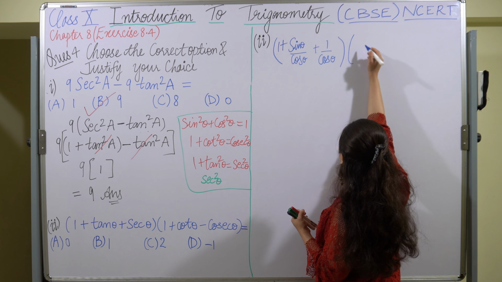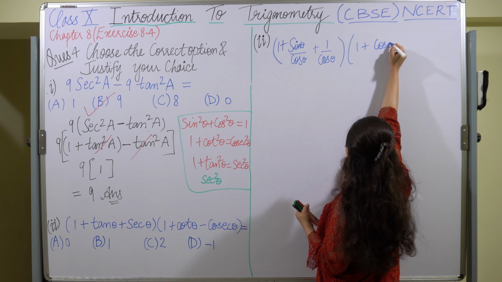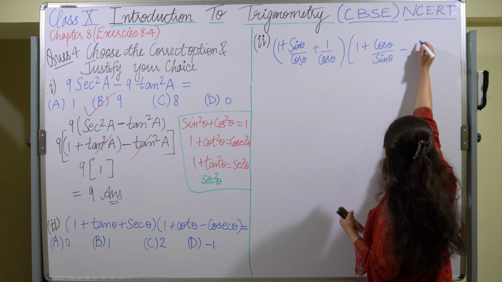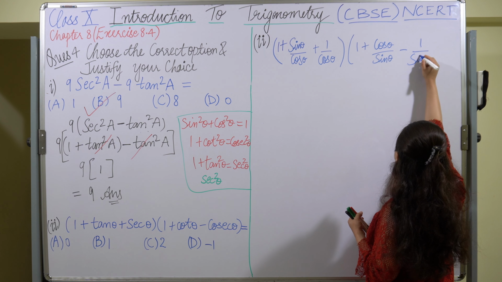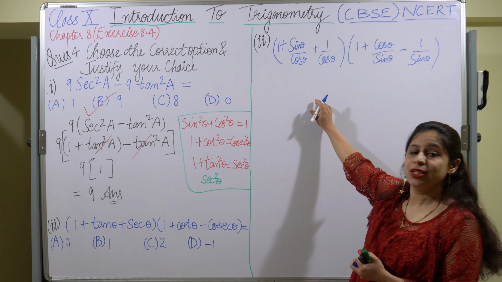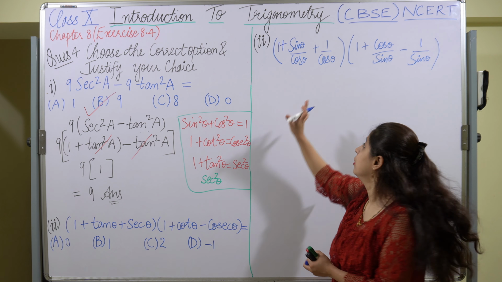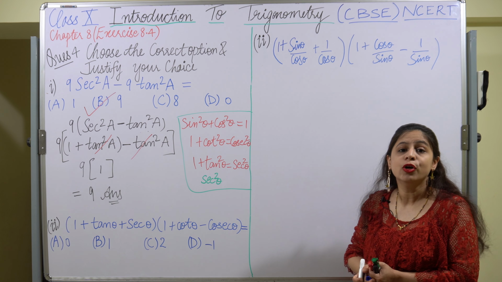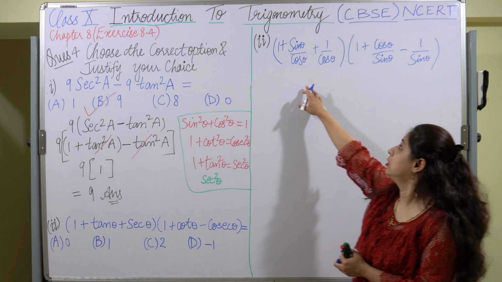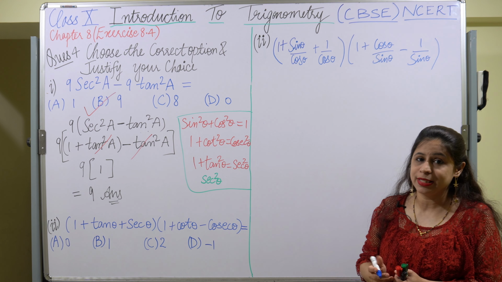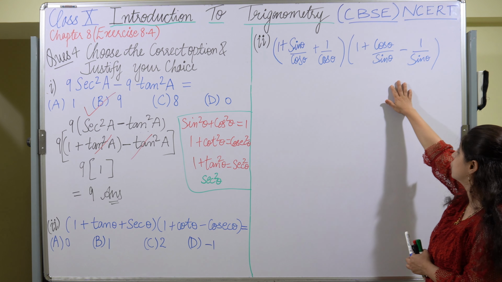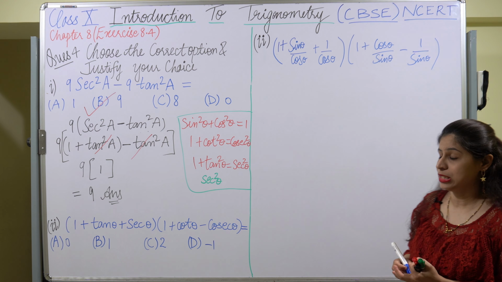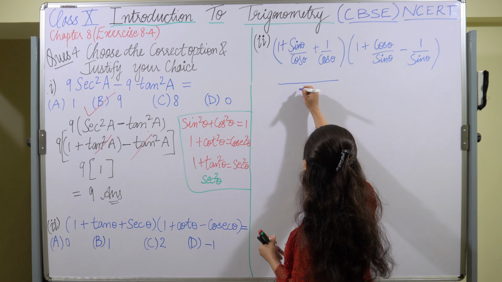multiplied by 1 plus cos theta upon sin theta minus 1 upon sin theta. Okay, so individually we'll be taking the LCM. Here the LCM will be of cos theta, and here the LCM which we will be taking will be of sin theta. Here in the denominator we are having cos, so the LCM will be of cos theta, and here in the denominator we are having sin, so the LCM which we will be taking will be of sin theta. So let us take the LCM.